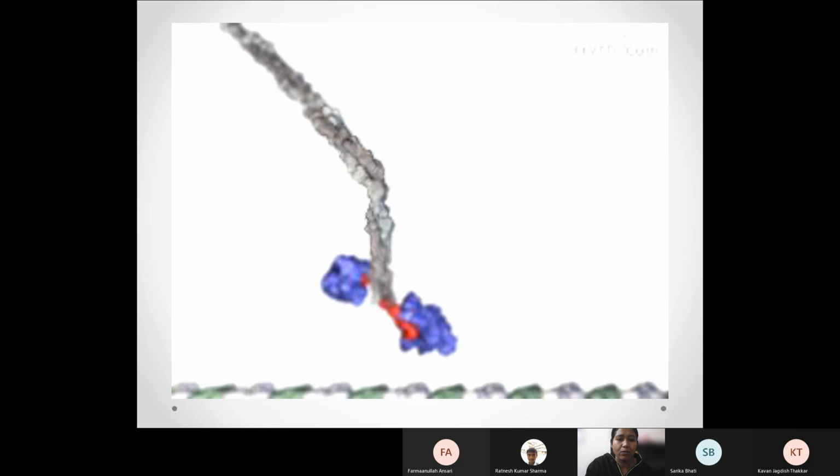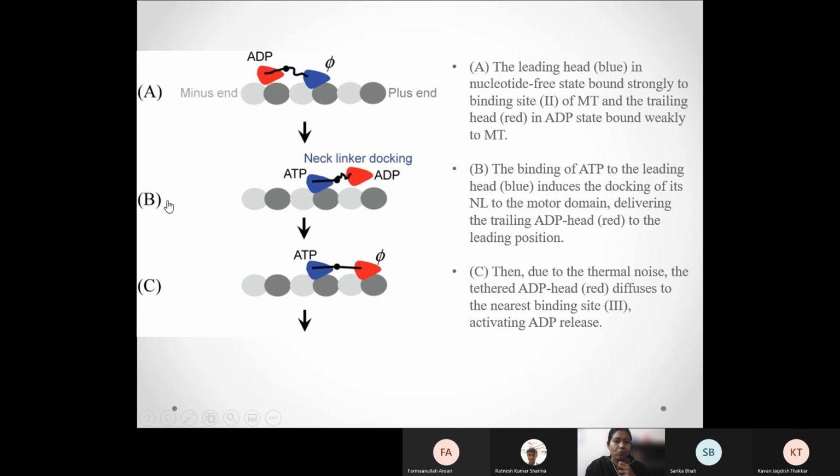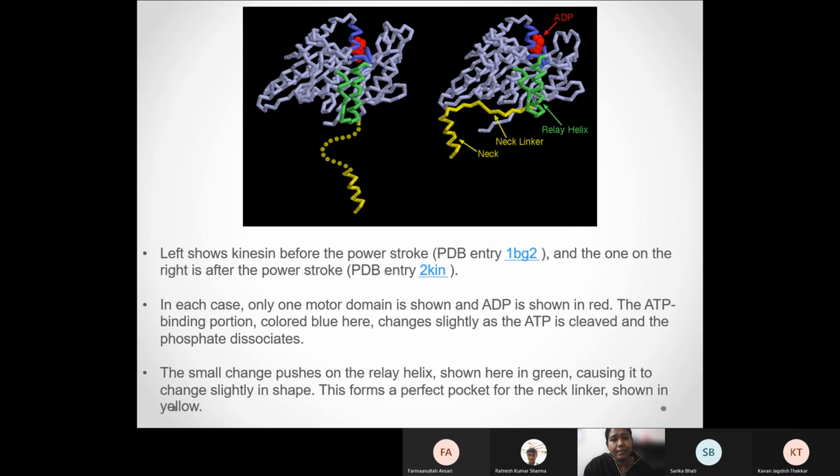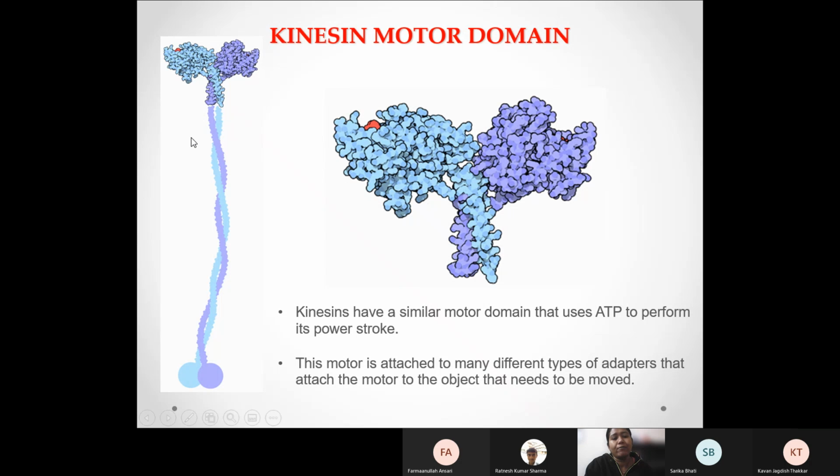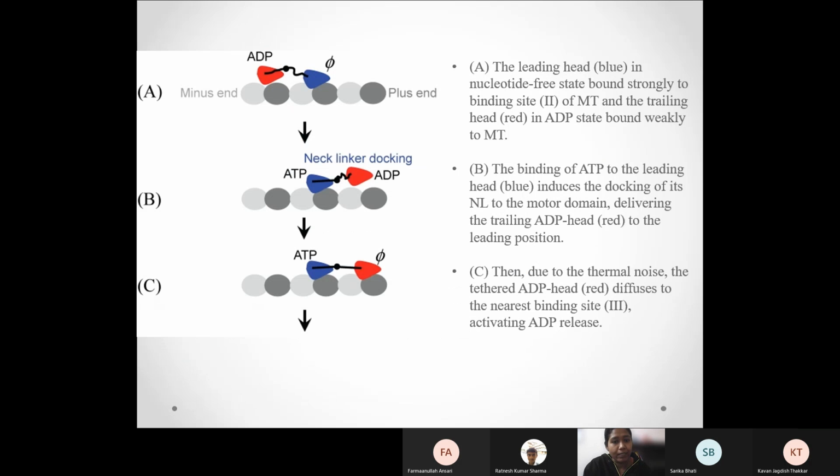It's easier to understand if you look at the cartoon, but before that, let me just quickly summarize what we know about the cycle by which the kinesins walk. So let us consider a situation where you have this dimeric kinesin. As I said, a single unit of kinesin can still function. It's not necessary that it has to dimerize. Many of the kinesins do work as dimers. So let's take a condition of a dimeric kinesin.